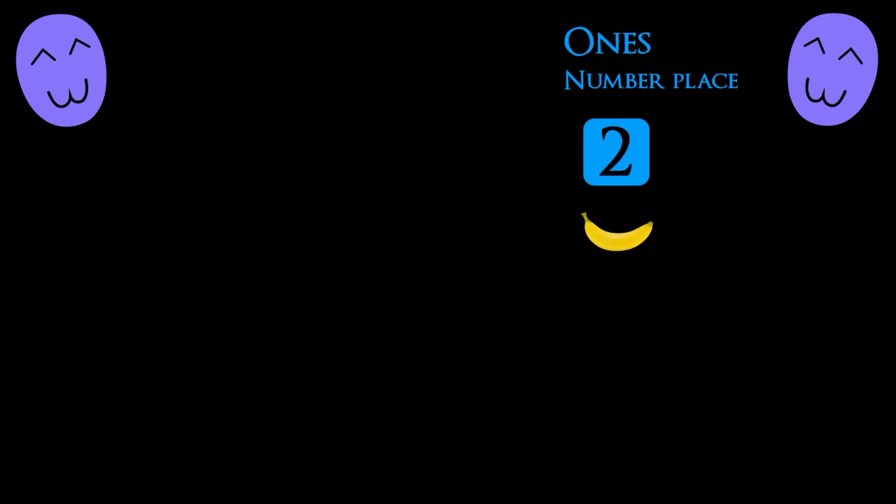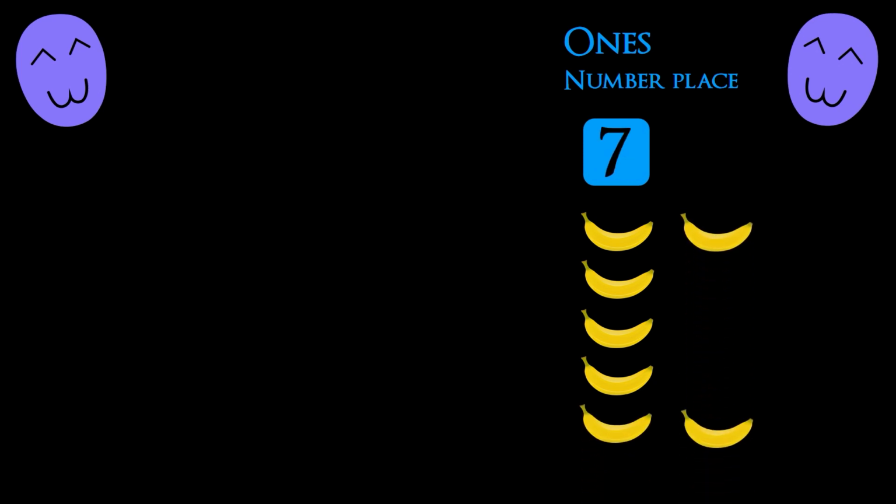So when we count the amount of bananas from 0 all the way up to 9, we place the digit representing the number of bananas in what is called the ones number place. We call it the ones number place because the digit in that number place represents the amount of single bananas.